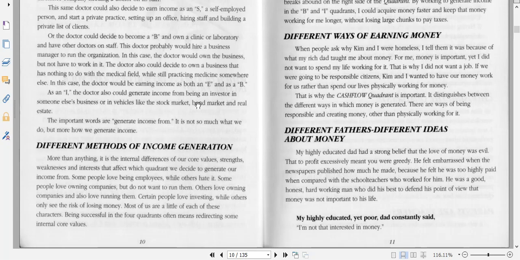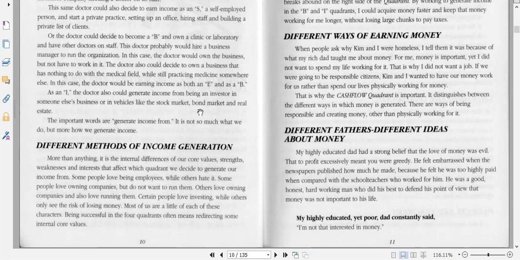As an investor, the doctor also could generate income from being an investor in someone else's business or in vehicles like the stock market, bond market, and real estate.